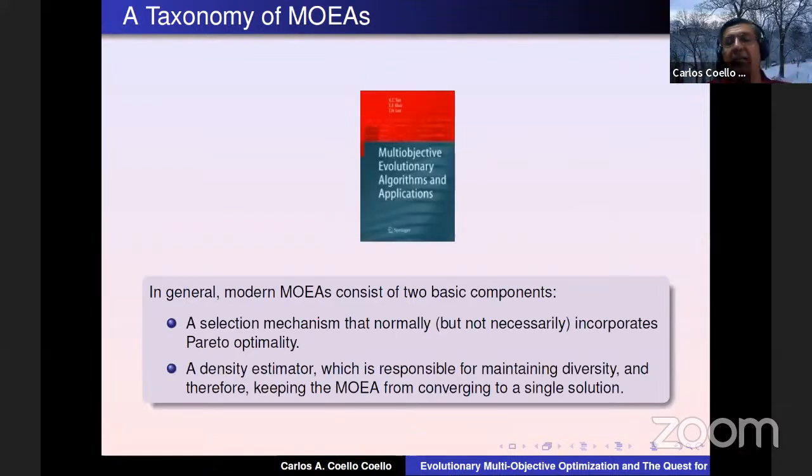Okay, so in general, the difference between a multi-objective evolutionary algorithm and a traditional evolutionary algorithm is in two components. First, the selection mechanism is no longer based on fitness.